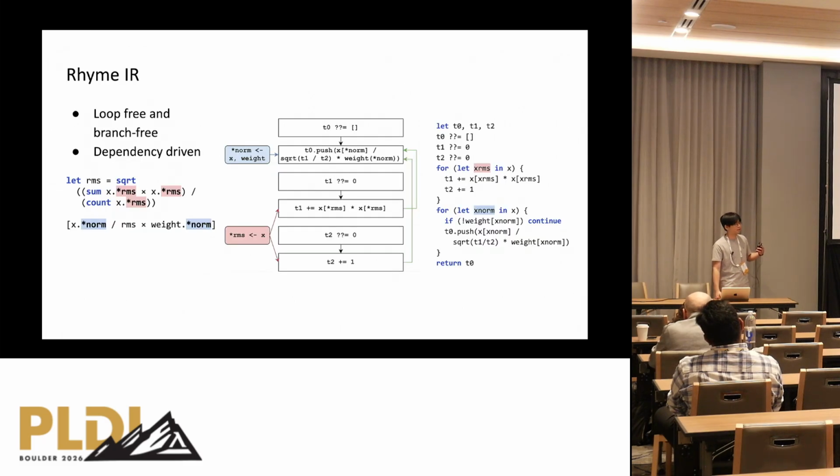And so this is what the IR looks like. On the left-hand side, we have the query, which is the same RMS norm query we just saw. And then in the middle, we have the IR. And it is all dependency-based, so there's no explicit loop in the IR as well. And on the right-hand side is the generated code.